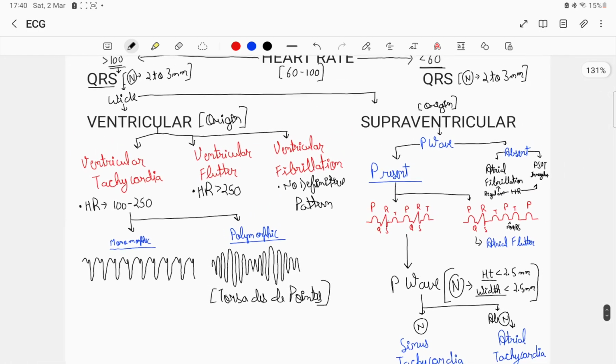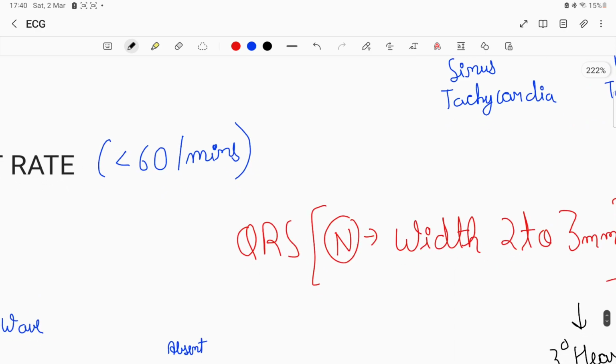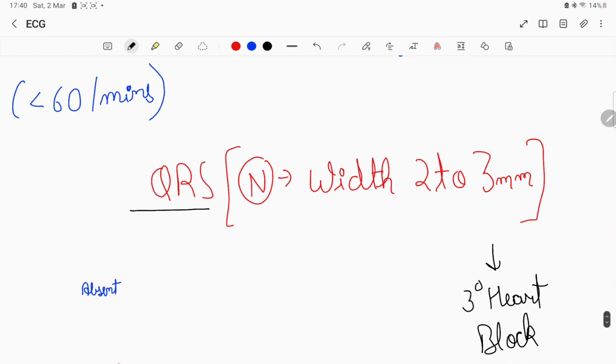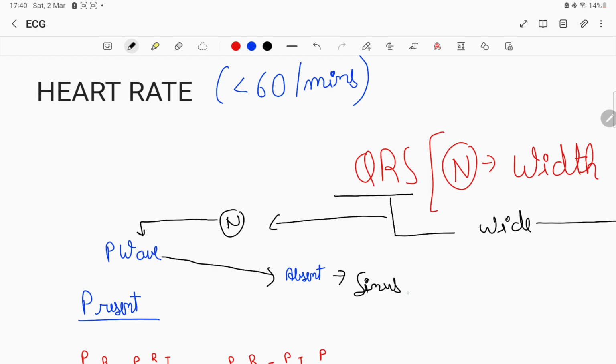Next, what I will be talking about are the arrhythmias wherein the heart rate is less than 60. The pattern remains the same. We will be focusing on the QRS complex. If the patient is having a wide QRS complex, then the patient is suffering from a third degree heart block. If the patient is having a normal QRS complex, then we look at the P wave. If the P wave is absent, then the patient is suffering from sinus arrest.